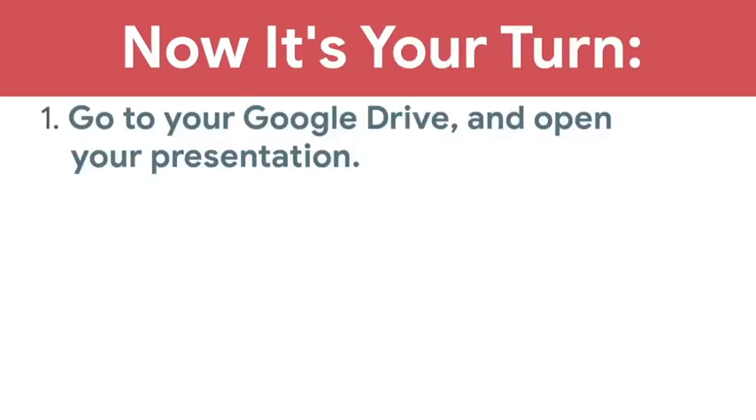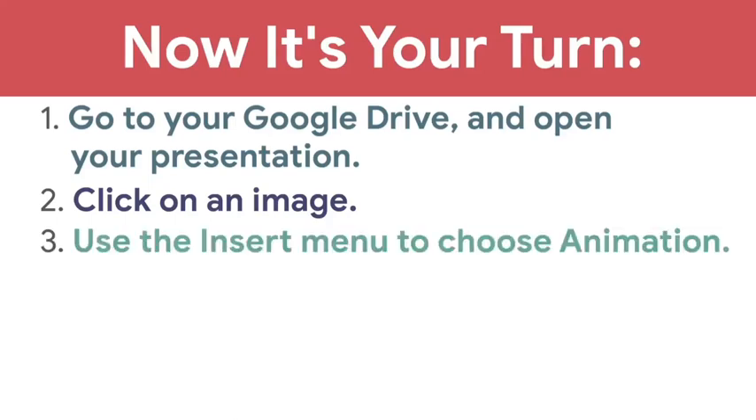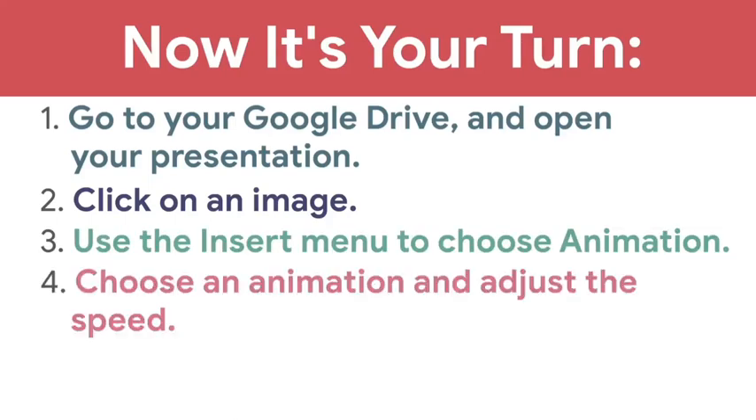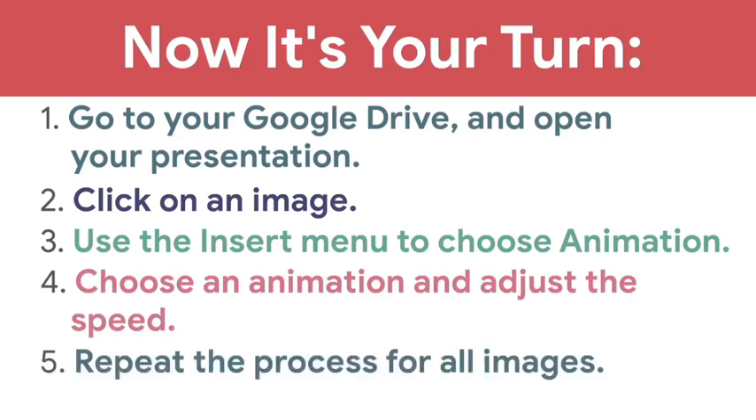Now it's your turn. Go to your Google Drive and open your presentation. Click on an image. Use the Insert menu to choose Animation. Choose an animation and adjust the speed, and repeat the process for all images.